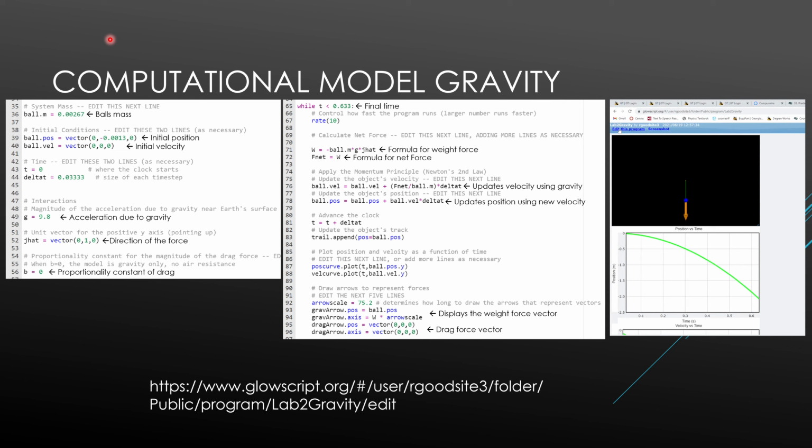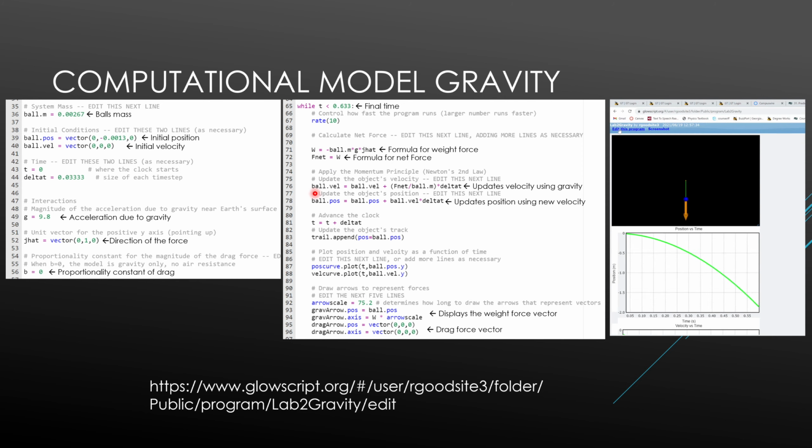Here we are looking at the computational model only using gravity. Here's the ball's mass, the initial position, and initial velocity. Here's the time step, acceleration due to gravity, j hat, which denotes the direction of the force, and the proportionality constant. In this case, it's 0 because we're not looking at drag force. Here we use a while loop in order to repeat for each time. This is the final time, which is the same from Tracker. Here's the formula for weight force, and net force is only equal to weight force because we're not looking at any other force such as drag force.